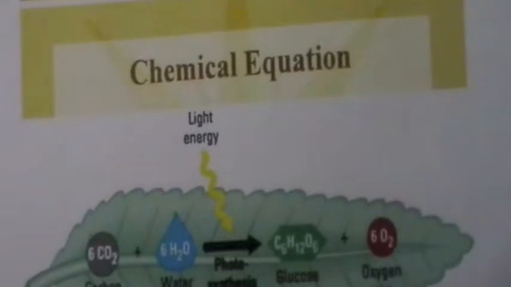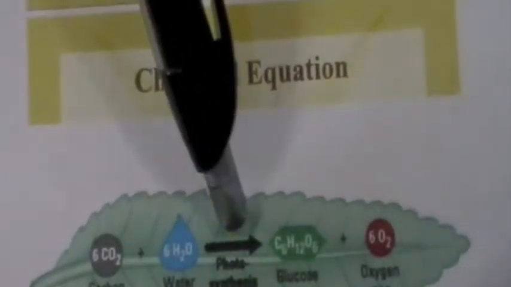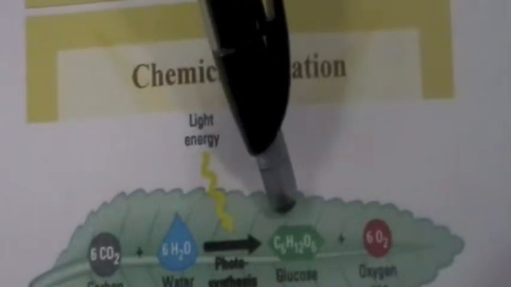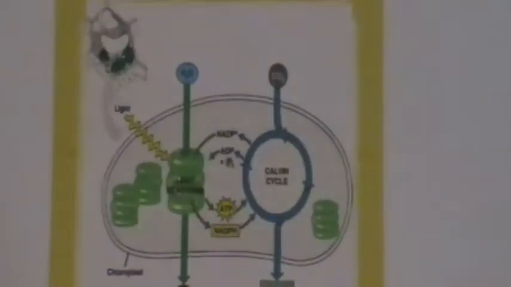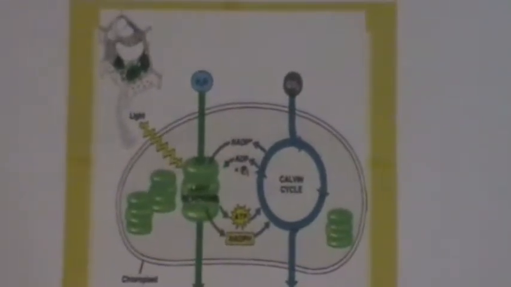The chemical equation for photosynthesis with the help of light energy is CO2, carbon dioxide, plus H2O, water, yields C6H12O6, glucose, plus O2, oxygen gas. The picture you are looking at is a structure of a chloroplast.